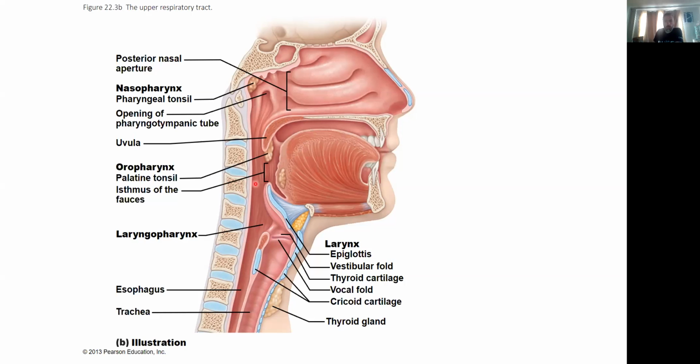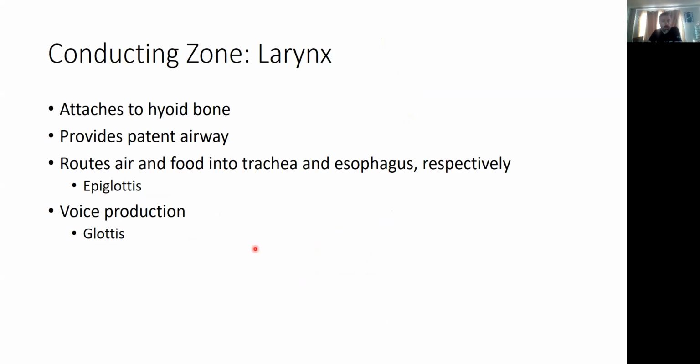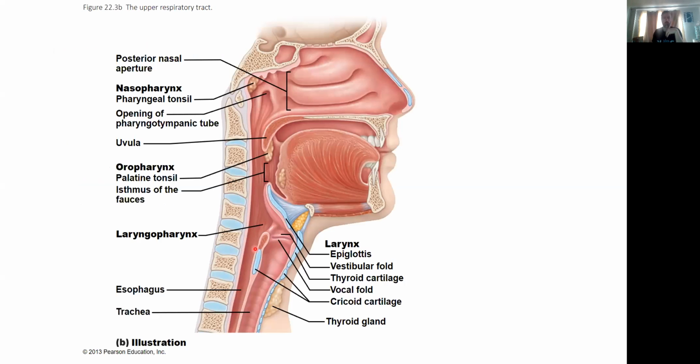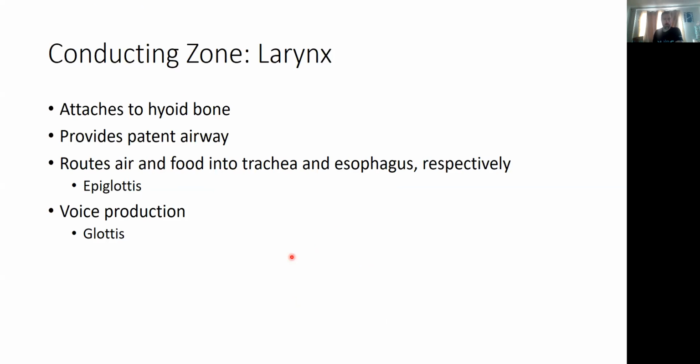And then from there, we're going to go down below this isthmus of fauces into the laryngopharynx, which is this space here behind this guy right there, the larynx, which is our next point of discussion. So the larynx itself is going to be the top of the dedicated airway. All right. Everything below the larynx is going to be just airway. If we look at the rest of the pharynx, this is a potentially conjoined food and air, right? Both of those things will pass through here. The larynx is going to be our first exclusively airway passage.